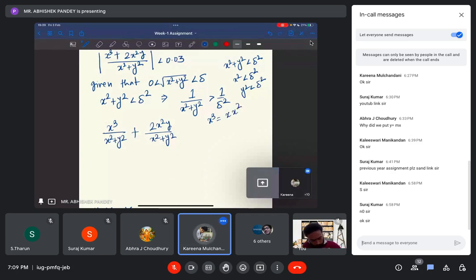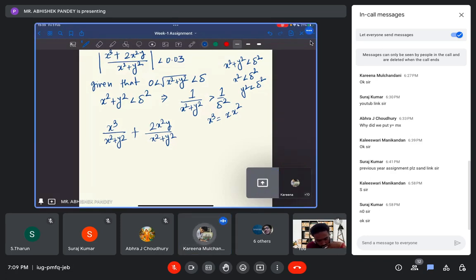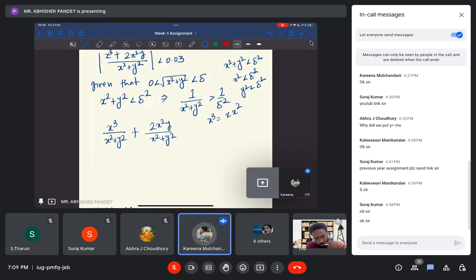And we know, sir, that x square is definitely smaller or equal to x square plus y square. Yeah, definitely. So we can write this full thing as less than modulus of x, because if we put it there as 1, then we can directly put it as less than mod x. And then for the second part, we can do the same, and the total thing will be less than modulus of x plus 2 into modulus of y.